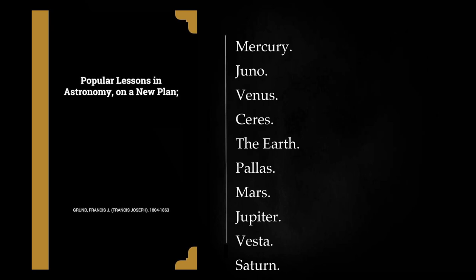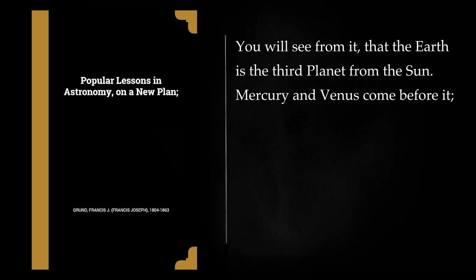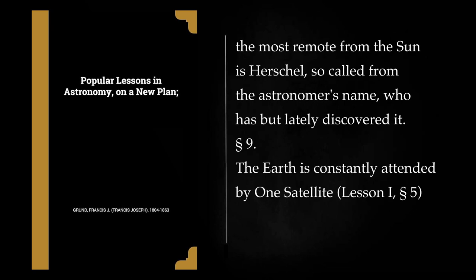The adjoining diagram, on plate No. may serve for an illustration. You will see from it that the Earth is the third planet from the Sun. Mercury and Venus come before it. The most remote from the Sun is Herschel, so called from the astronomer's name, who has but lately discovered it.